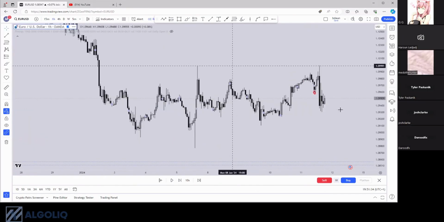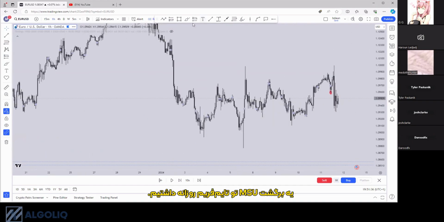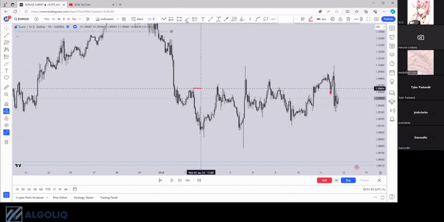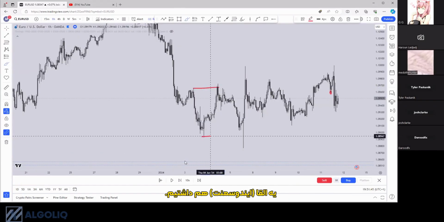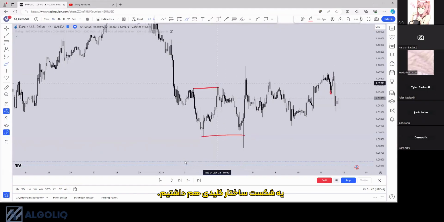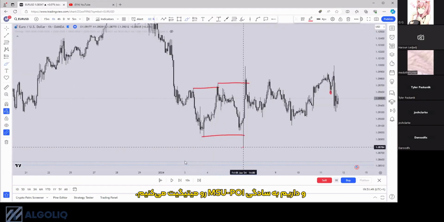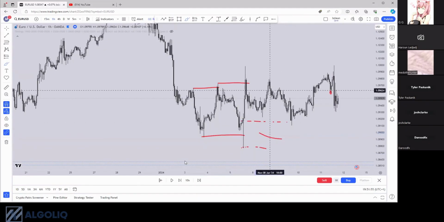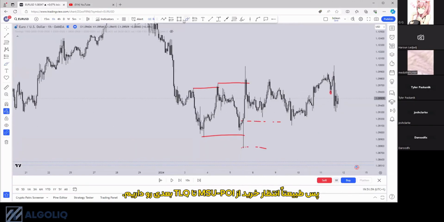Okay, I was still bullish. That's the first thing. We had a reversal MSU on daily time frame. We had a fake break of structure here. We had an inducement. We had a key break of structure. And we are simply mitigating MSU POI. This you can refine later on. So of course, we are expecting a buy from MSU POI to the next TLQ.